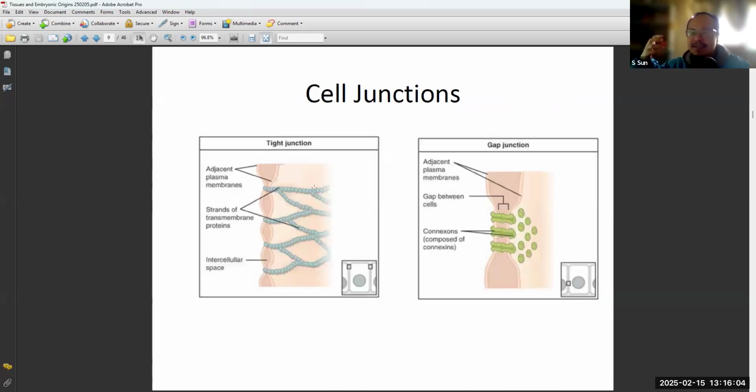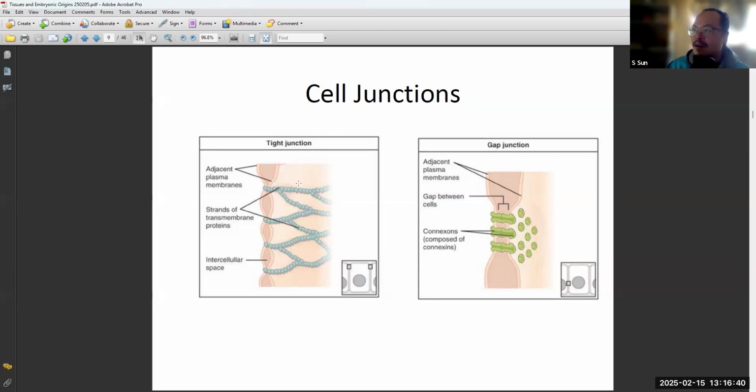In order to put these cells together, we need something to hold them together. Because cell membranes are phospholipid, they are slippery, and in order to put them together you need something to tie them together. So in addition to the phospholipid, cells have proteins to tie them together. And these proteins are called tight junctions.